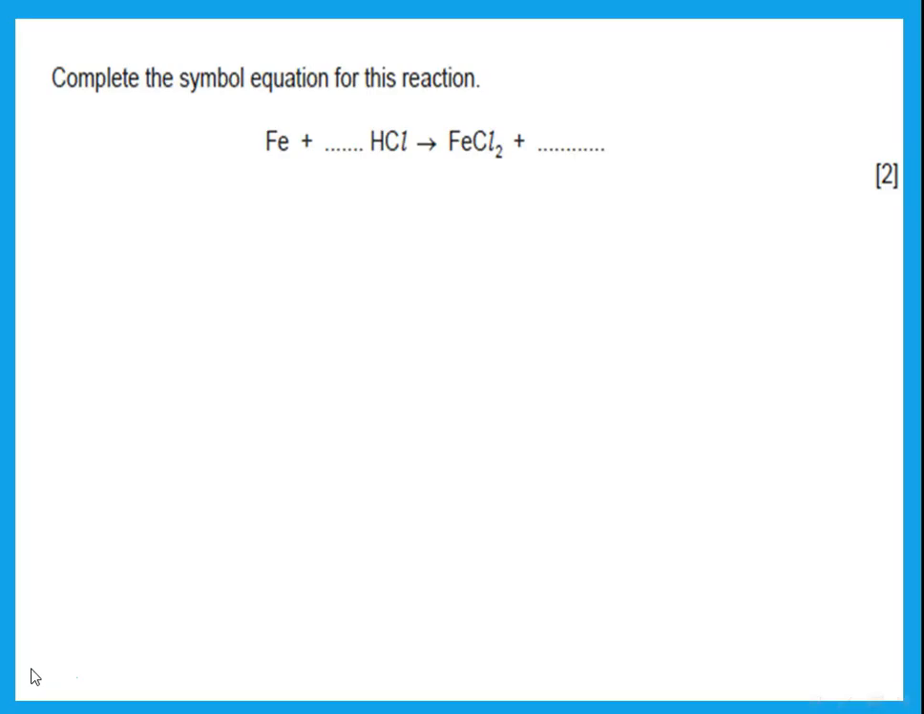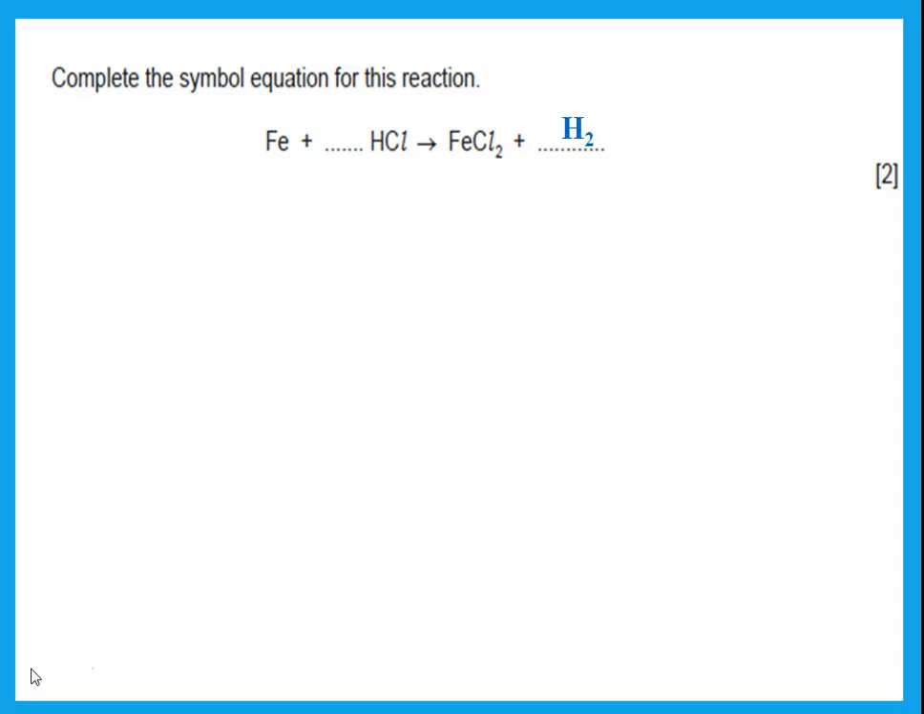Fe plus HCl to give FeCl2. First of all, plus what? I will tell you that it is plus hydrogen. For now, remember that a metal with acid gives hydrogen gas. Okay, let's keep that in mind, and we will talk about it again when we do acids and bases. Now let's balance this equation.